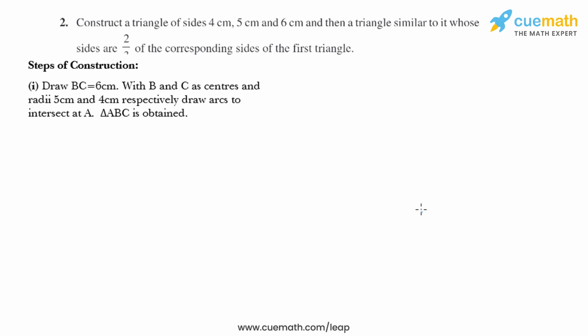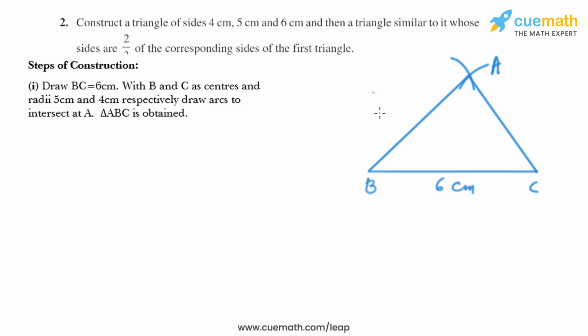So let's draw BC that equals 6 cm. So this is BC and that equal 6 cm. Now we'll put the compass at B and we'll measure the opening as 5 cm and we'll draw an arc like this. Again we'll put the compass at C and we'll measure the opening of the compass as 4 cm and we'll draw another arc that intersects this arc like this. And we name this point of intersection as A. Then we need to join A to B and A to C. So we have got triangle ABC.